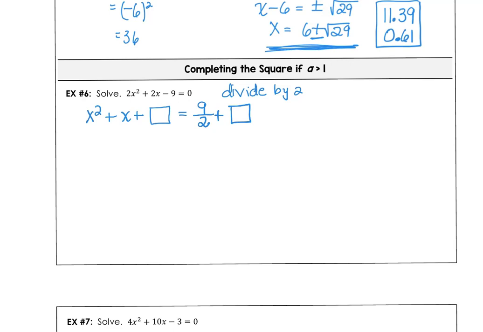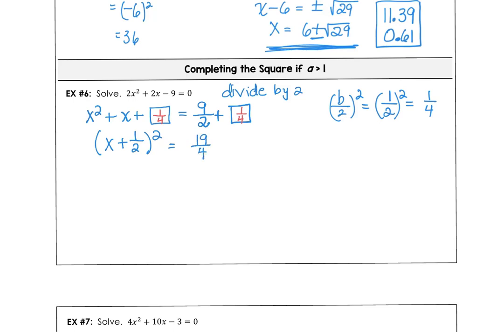Okay, so now we have the middle term. We want to know half of the middle term squared, and the middle term is 1, so half of 1 squared is 1/4. We're adding 1/4 to the left and 1/4 to the right. But remember, our factored form is x plus b over 2. And 9 halves plus 1/4 is going to be 19 fourths.